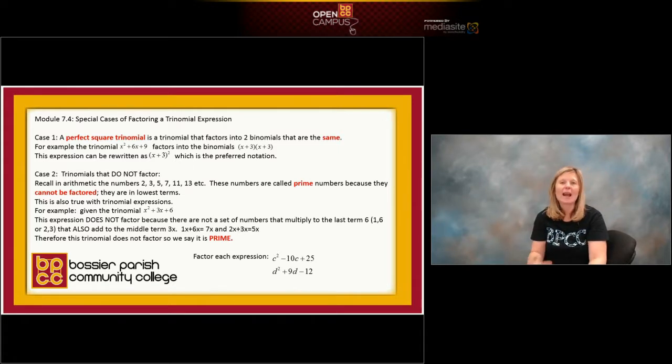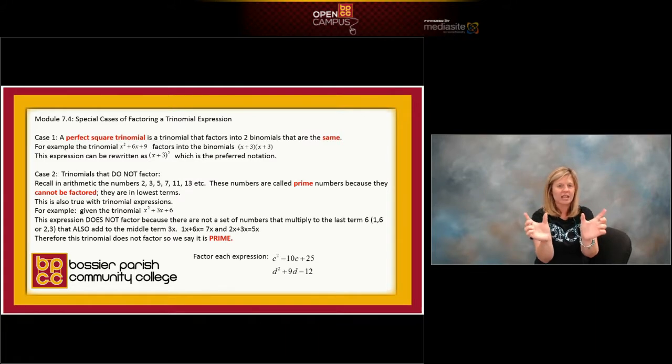Well, there's a better way to write x plus 3 times x plus 3. We talked about this a long time ago. I don't need to write 3 times 3. I could write that as 3 squared. So instead of writing x plus 3 times x plus 3, we could write that as x plus 3 squared. Therefore, that meant that trinomial was a perfect square trinomial. So a perfect square trinomial is when you factor the trinomial, you get two parentheses that are identical, two binomials that are the same, and that means you would rewrite it as that parentheses squared.